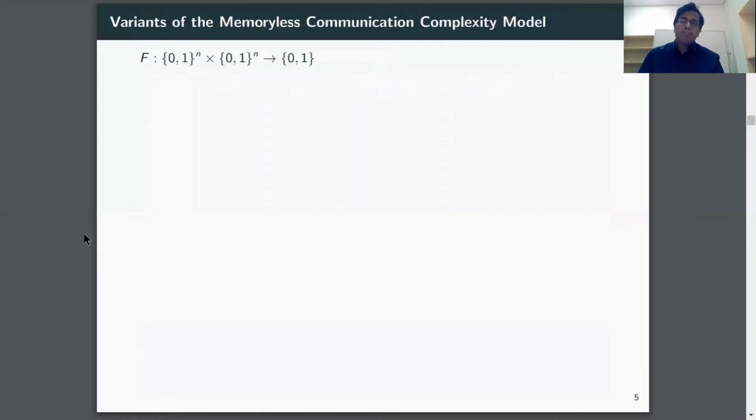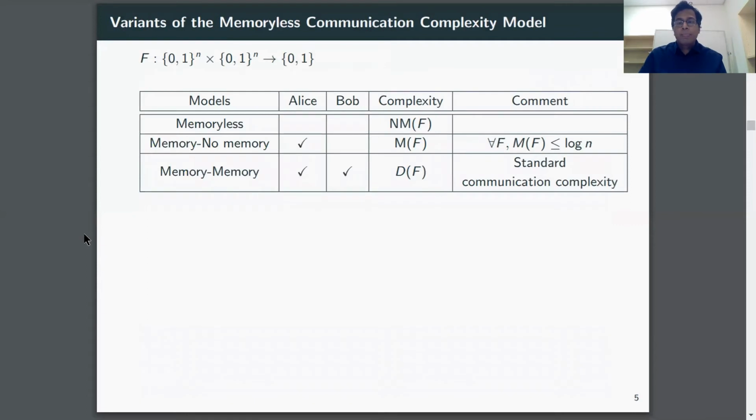Now, we can also have variants of the memoryless communication complexity model. Note that we are still computing the same distributed function, but we can have this table where the memoryless model is where neither Alice nor Bob have any memory. We denote it by nm of f, which is an abbreviation of no memory. And this is the complexity of computing any function in the memoryless model. But then we can also have a model which is memory, no memory, where one player has memory and the second player doesn't have any memory. We denote it by m of f.